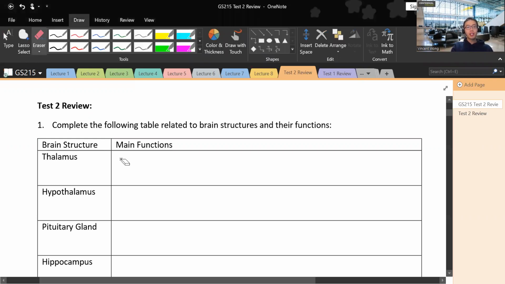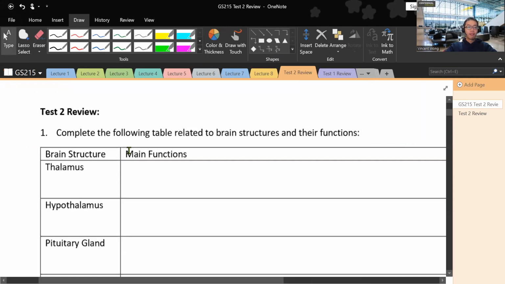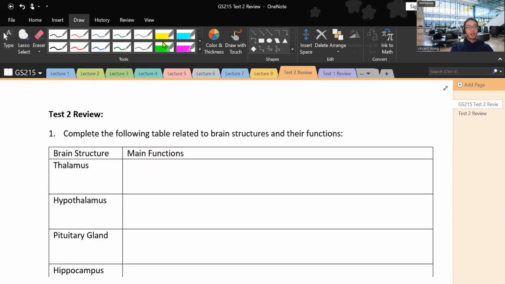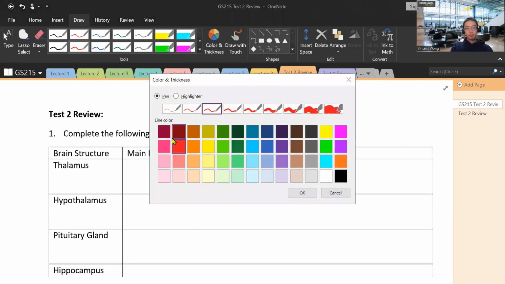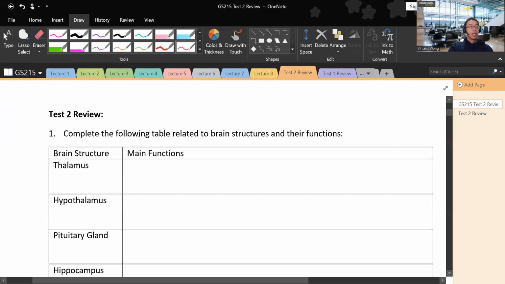Let's start with this table here. Complete the following table related to brain structure and their function. Okay, so the first one we have here is the thalamus. What is the main function of the thalamus? Well, let's just review other key aspects as well, instead of just the main function.